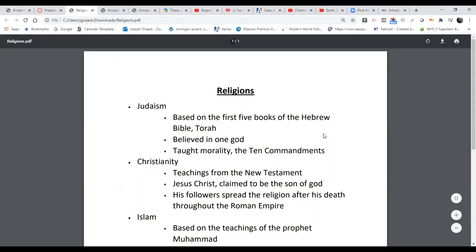And so what you'll have during this time period, and you see this in ancient Rome, they start to move away from many gods. The first monotheistic religion on a wide scale is going to be Judaism, based on the first five books of the Hebrew Bible, which is known as the Torah. Main points of that religion is belief in one God. Talked about morality, doing the right thing, and then obviously the 10 Commandments.